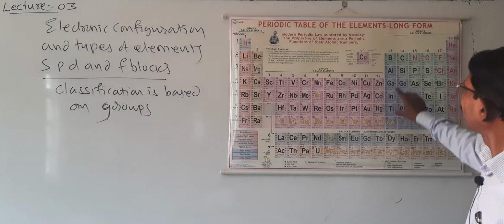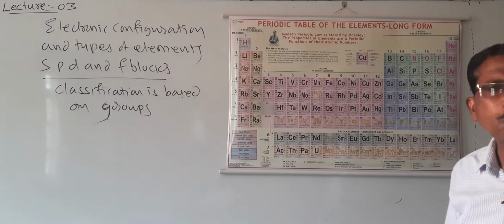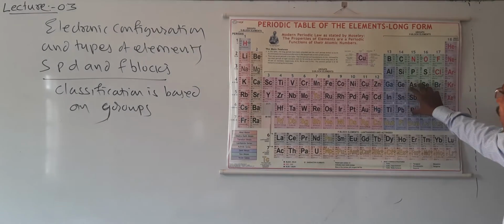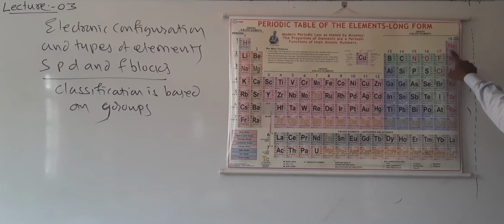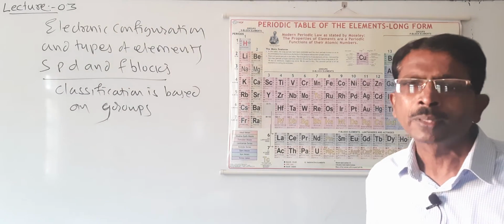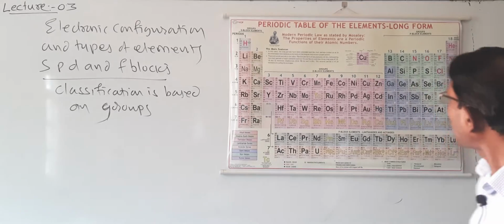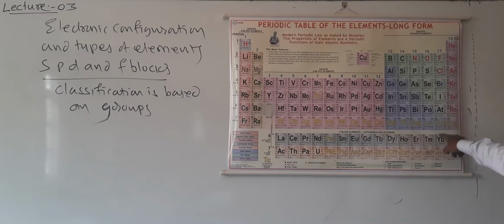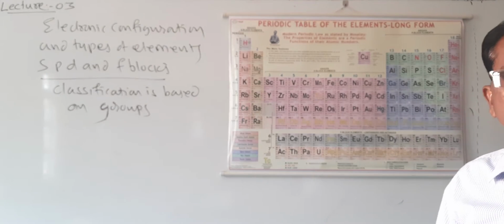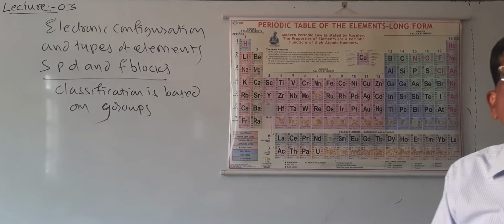Few of the P block elements are non-metals. Mainly, the 18th group elements are called noble gases or inert gases. And then the 17th group elements are called halogens, the sea salt forming elements. And then the 16th group elements are called chalcogens.